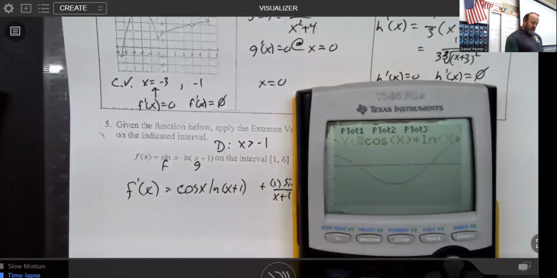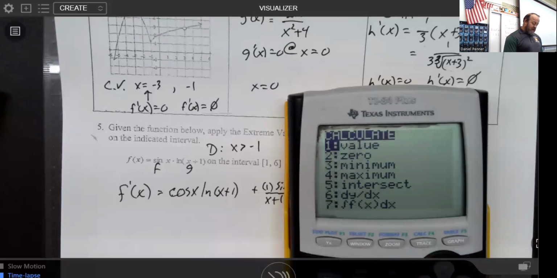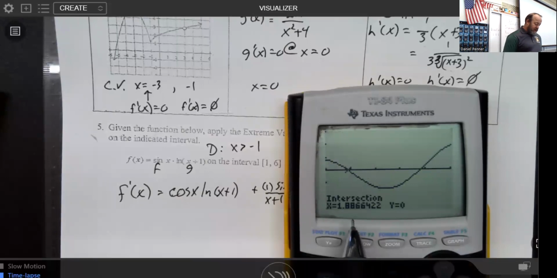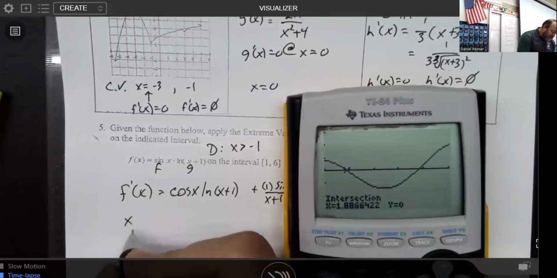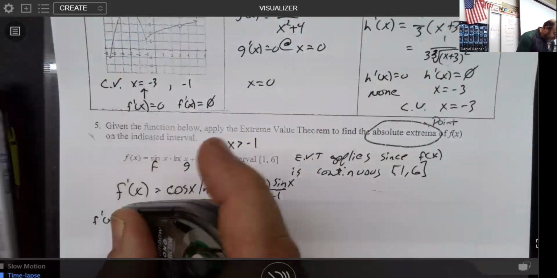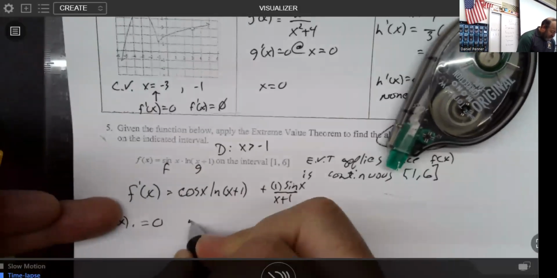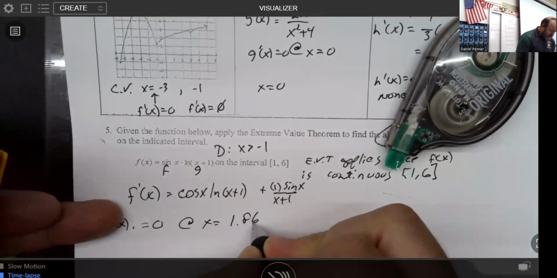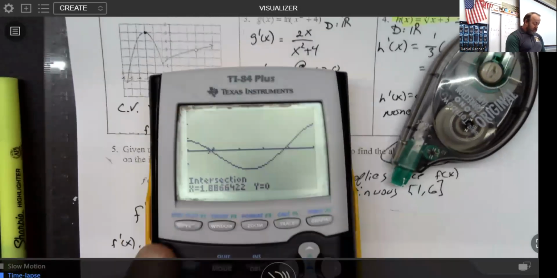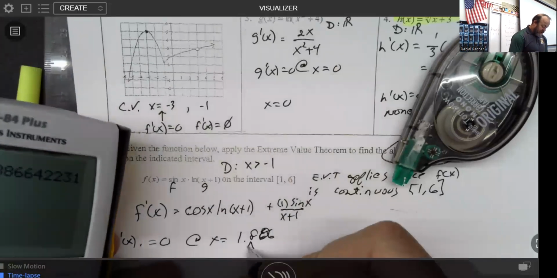So what I chose to do is I put a 0 here because I want to find out where they intersect with the function and 0. So my first number is x. So I'm going to say that f prime of x is 0 at x equals 1.886. Which, by the way, I think what I would like to do is store that as alpha A. I'm going to put a little note right there.